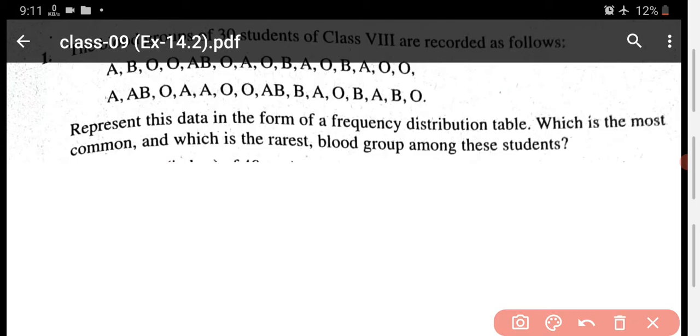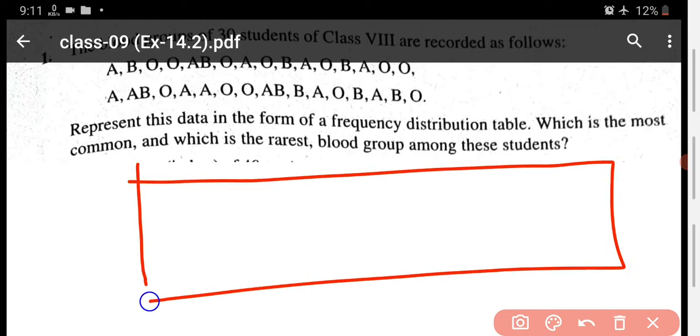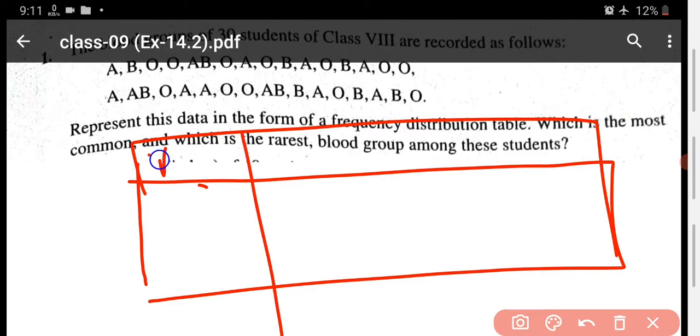Now I will tell you how to make that table. You have to make one table like that. Here you have to show blood group, here you have to show tally marks, and here you have to show frequency.